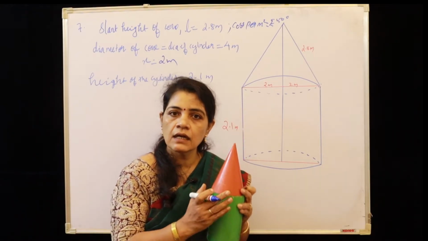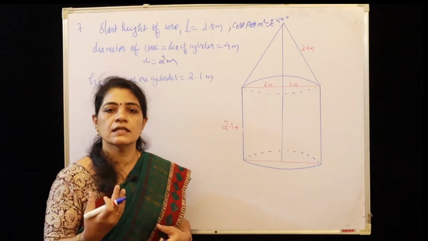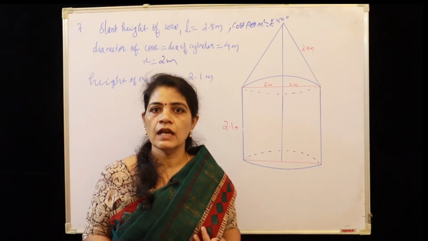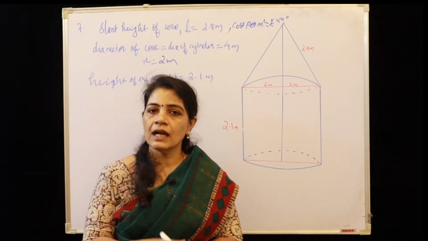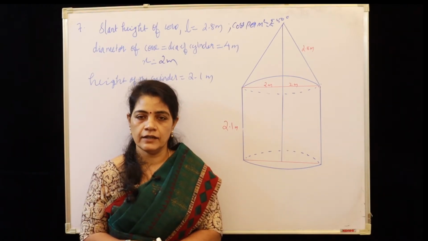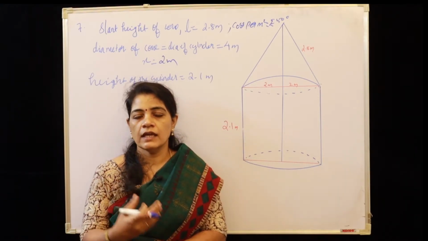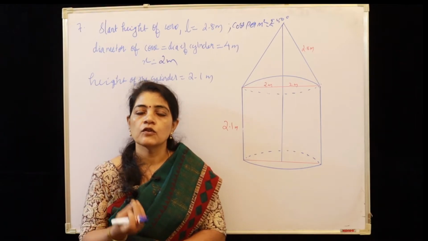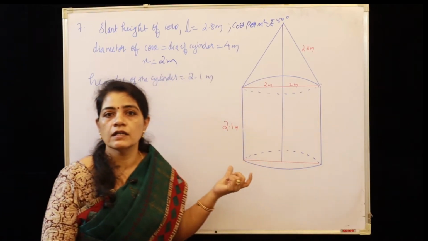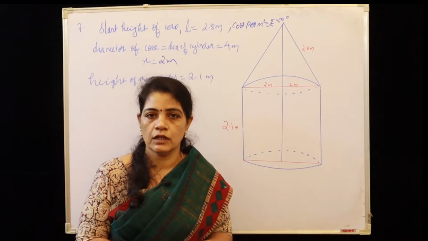We are just taking the CSA of the cylinder, that is 2 pi RH, and CSA of the cone is pi RL, and slant height is given, radius also given, and just substitute. Then that will give you the total area of canvas needed. In the second part, we have to find the cost of making the canvas, if it costs rupees 500 per meter square. So after finding the area of the canvas, multiply that with 500, that will give you the total cost.